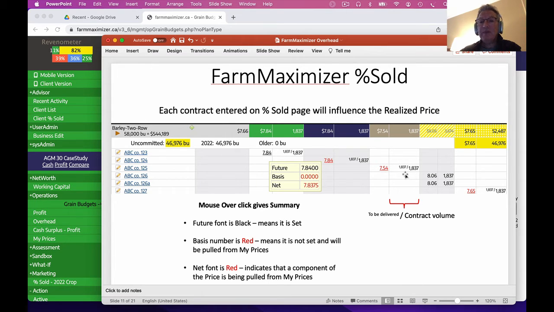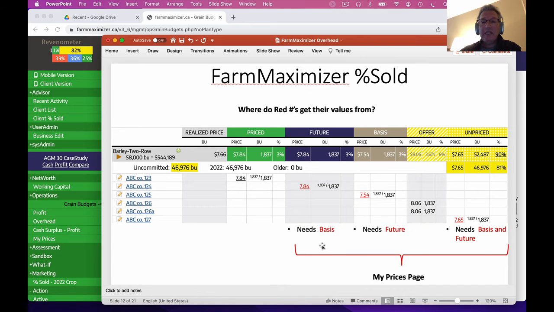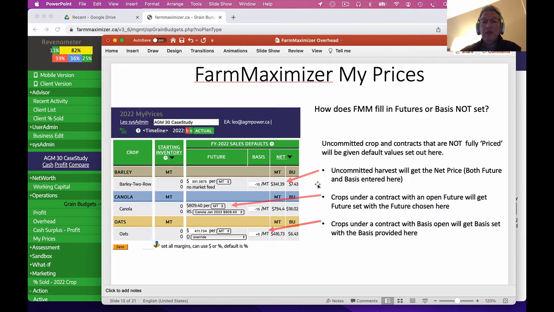If you see a superscript in the volume, that means that's how many bushels are left to be delivered. If you only see the number by itself, that means the amount to be delivered is 0 and we just don't show it. So these contracts that have a red component to them mean we need to fill those values in from somewhere. We're going to go to the My Prices page to set what we want those values to be. In the uncommitted column, we're going to pull both the futures and basis and come up with the net price.